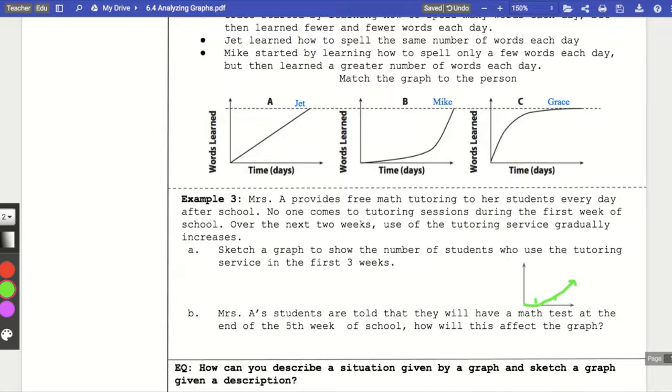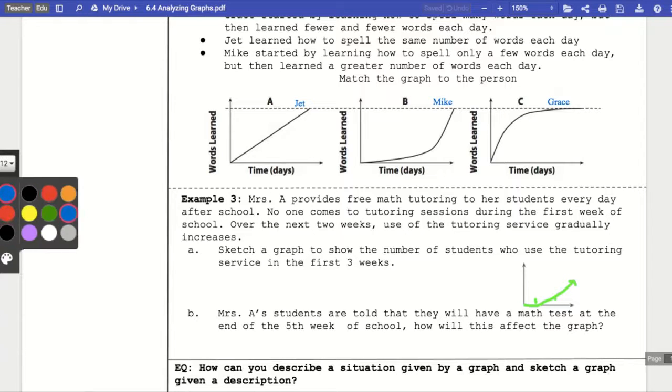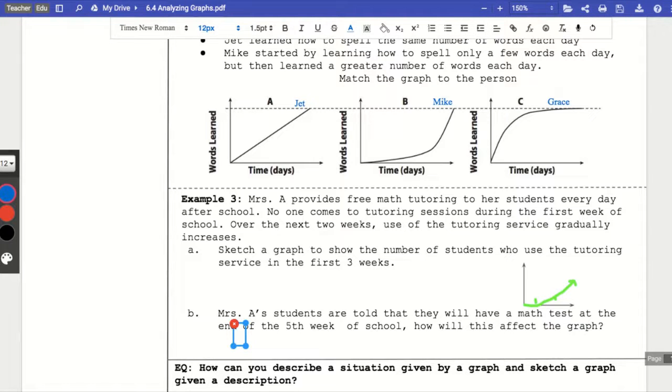Miss A's students are told that they will have a math test at the end of the 5th week of school. How will this affect the graph? So thinking, do you think that more people are going to come to my tutoring service or fewer people are going to come if they know a test is coming up? Well, if you're good students, you would expect that more people would start coming to the tutoring service, right? So how that was represented in the graph is a spike, right?